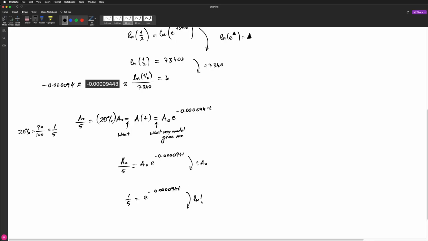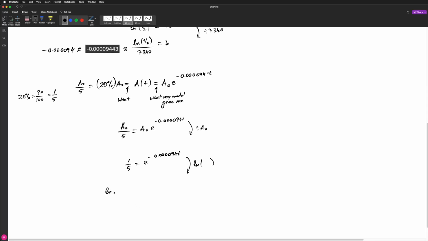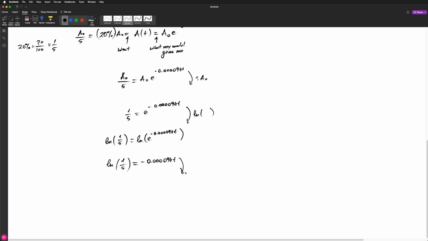Then I take ln of both sides, just like the first part. ln 1 over 5 equals ln of e to minus 0.000094 t. And ln and e are inverses of each other. Very similar to what happened earlier. And then I divide both sides by the coefficient of t. This is a linear equation in t, right? ln 1 over 5 divided by negative 0.000094.